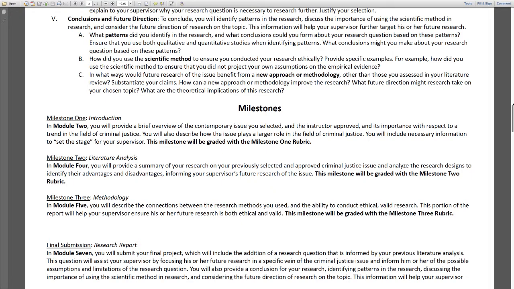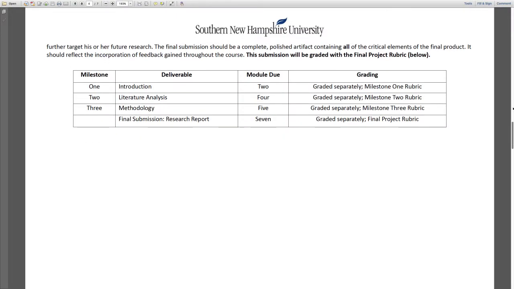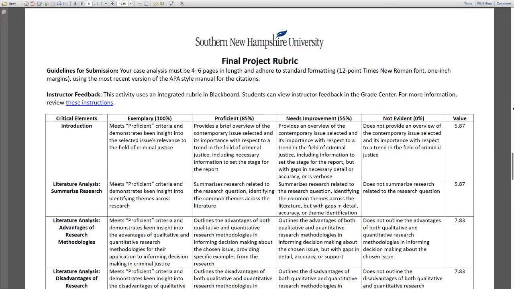All right, so there's the basic rubric. I went through it, tried to go through it quickly, hit the high points for you. That's the due dates for everything. Here, of course, is how you will be graded. Here are the critical elements of the rubric.